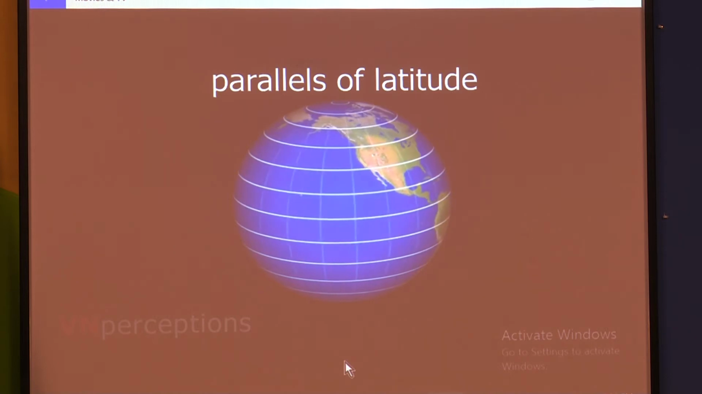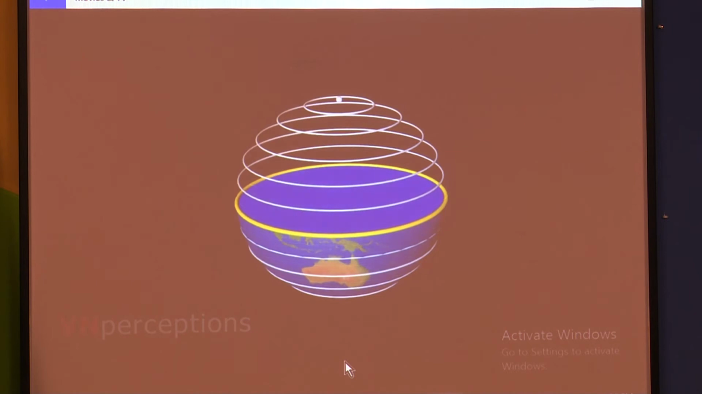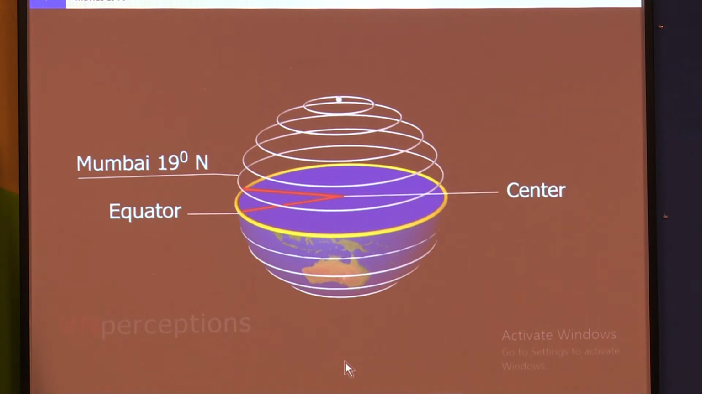So, what are latitudes? Latitude is an angular distance of a place north or south of the equator. Supposing I say Mumbai is 19 degrees north. This means Mumbai is 19 degrees north of the equator. Now, if a line were to be drawn from Mumbai on the globe to the center of the globe, then the line would make an angle of 19 degrees with the horizontal.